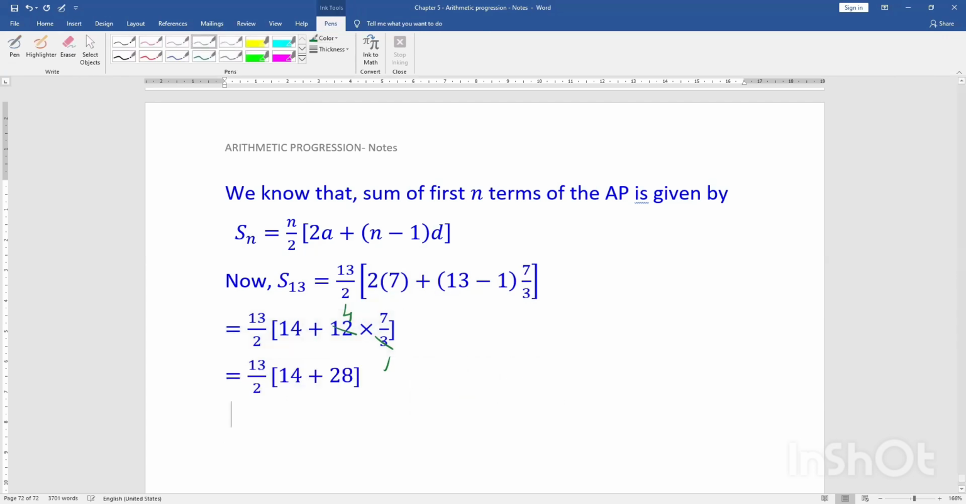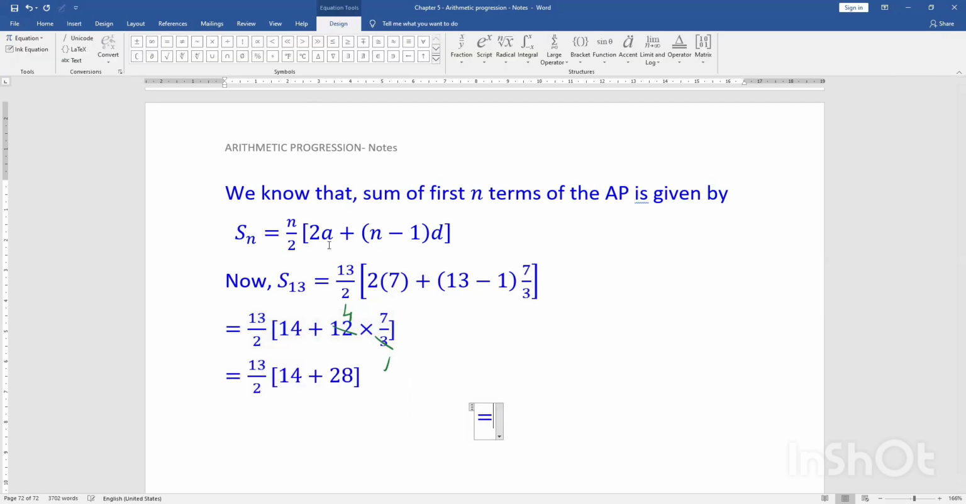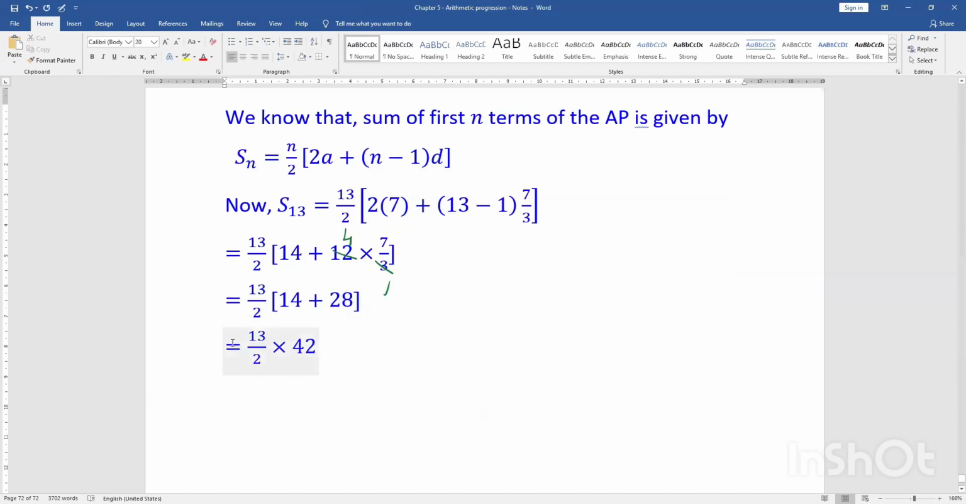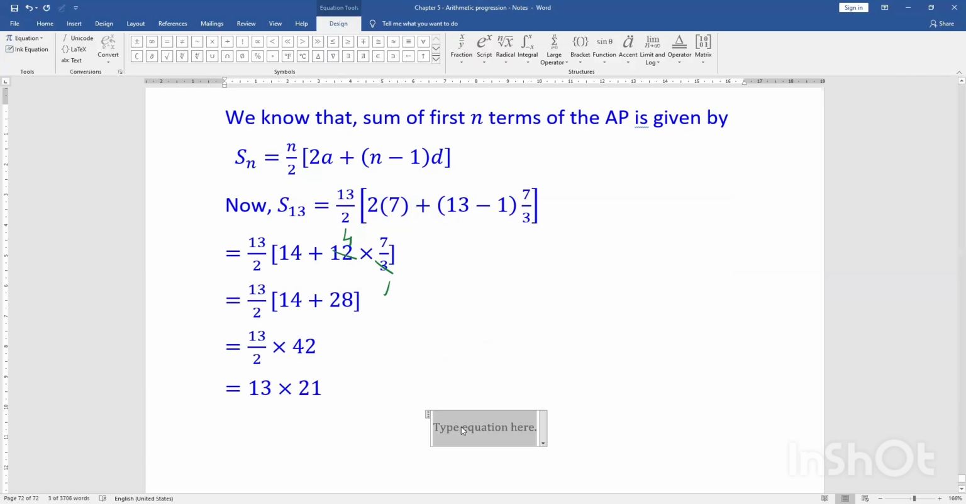And then next step, write it equals to 13 by 2 into, 14 plus 28 is 42. Okay. And then in my next step, it will be 42 by 2, which is nothing but 21. So you get it as 13 into 21, or it's nothing but 273. S13 equals 273.